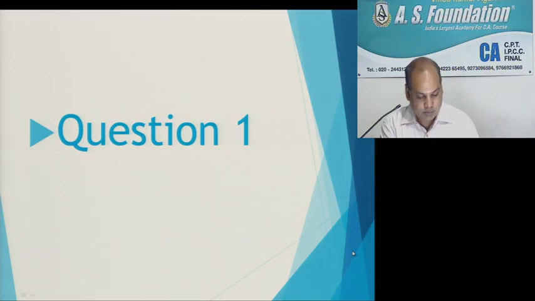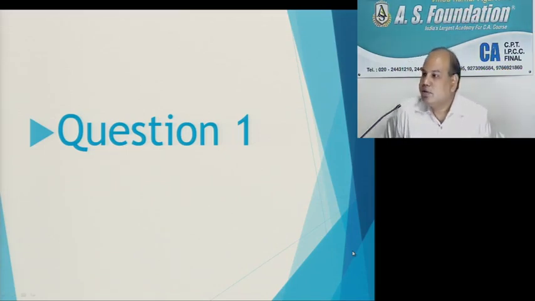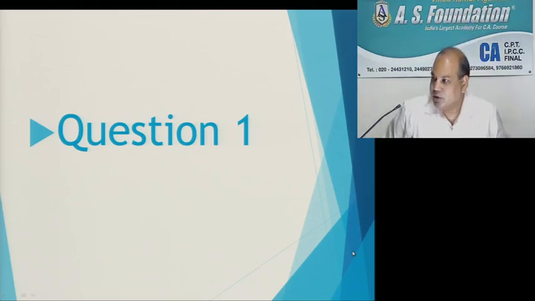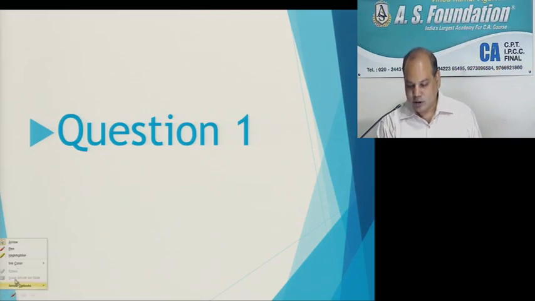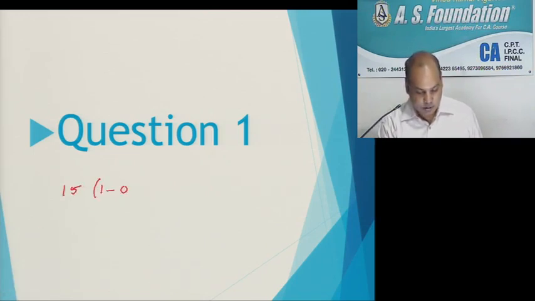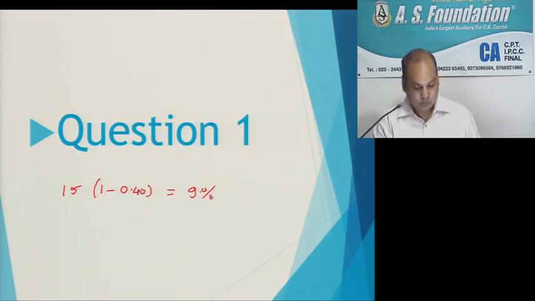Point D, the company's effective tax rate is 40% and the after tax cost of capital is 9%. So we will take 9% discount rate. In any case, if you compute the after tax cost of debt also, with 15% interest rate and 40% tax rate, then also it is coming to 9% only.